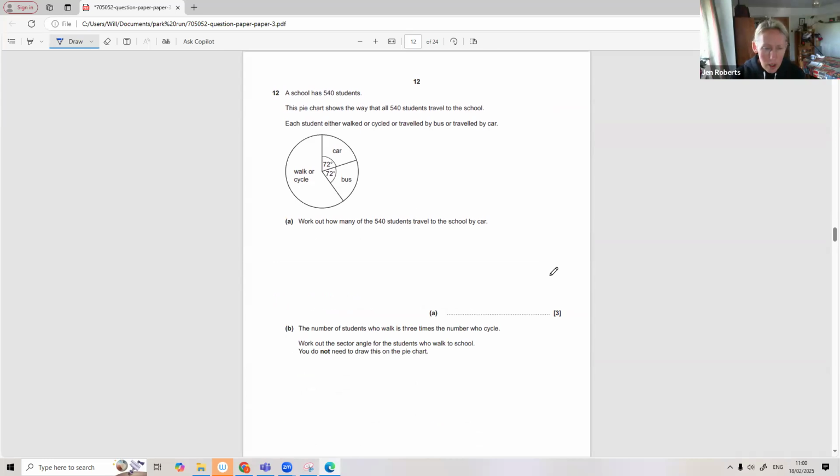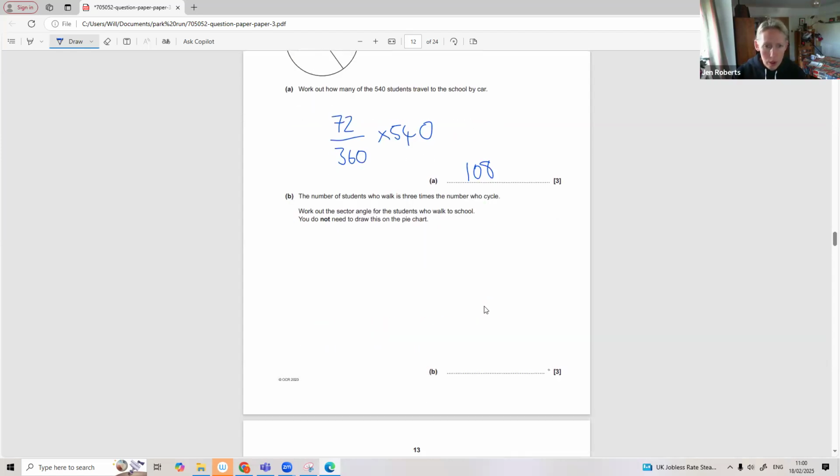Okay, pie chart. So work out how many of the 540 students travel by car. We know it's 72 degrees out of 360. That's the fraction of students that travel by car. We're going to just multiply that by 540. 108.